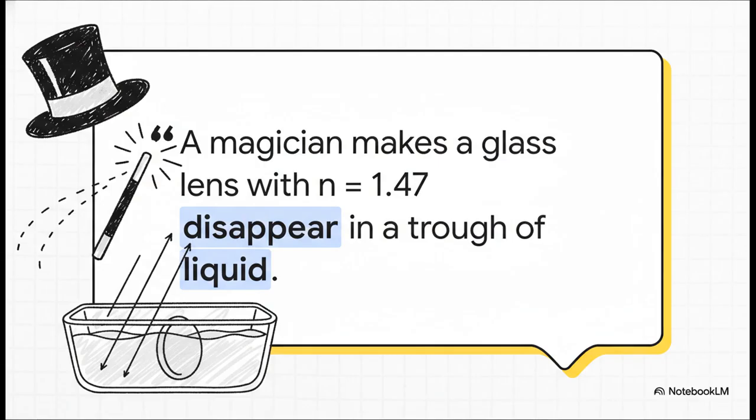All right, time for some fun. Let's put what we know to the test with this classic puzzle. A magician takes a glass lens, we know its refractive index is 1.47, and dunks it into a trough of some clear liquid, and it vanishes. It completely disappears. So the question is, what is the refractive index of that liquid? How is that even possible?